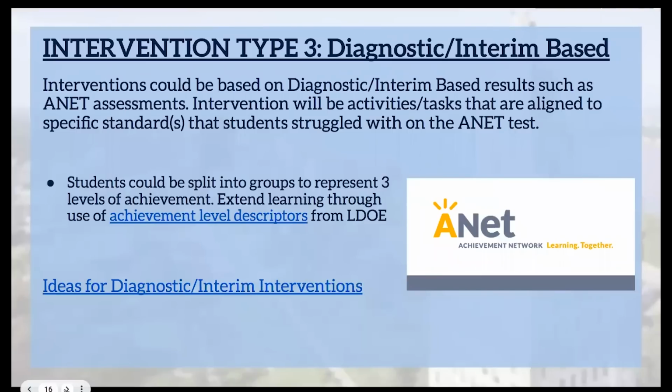The third type of intervention is diagnostic or interim based. And I know in our district, our interim based assessments are only accessible to our testing grades. So you would use your ANET assessment, which is what we use for our interim based assessments. And of course, these are also aligned to standards, but keeping in mind that we don't administer interims as often as we do our unit tests and our exit tickets.